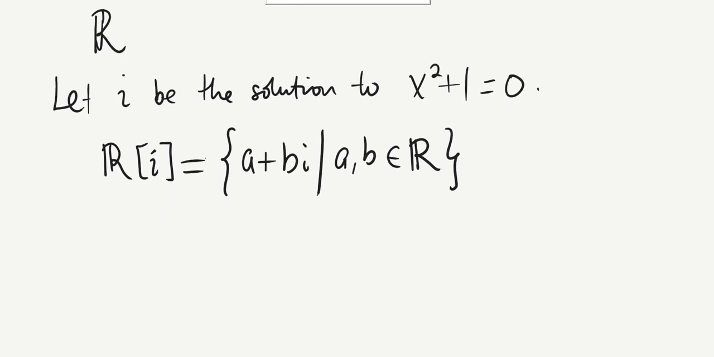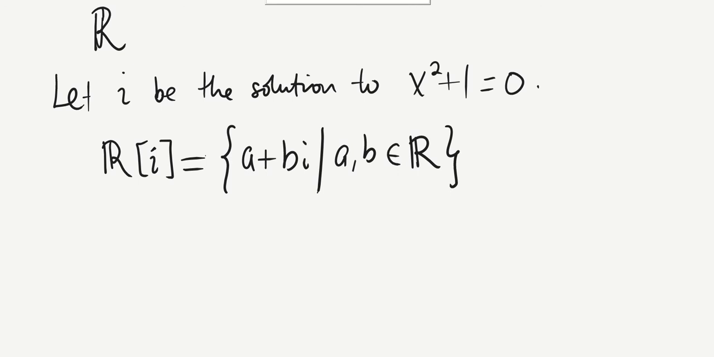So now we have this new field that we have constructed, and because of its nice properties, it is very famous. We use another symbol to represent this. We can say this is denoted by C. And all numbers in this form are called complex numbers.